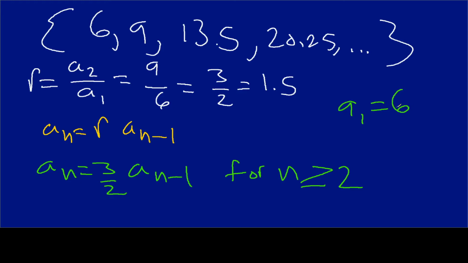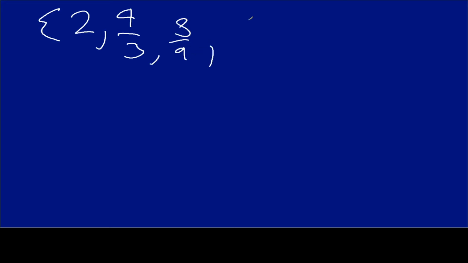You can see this is not that complicated, but let's do one more to make sure this is clear in our minds, and we'll conclude with this one. Here's our second sequence: 2, 4 over 3, then 8 over 9, then 16 over 27, then dot dot dot.